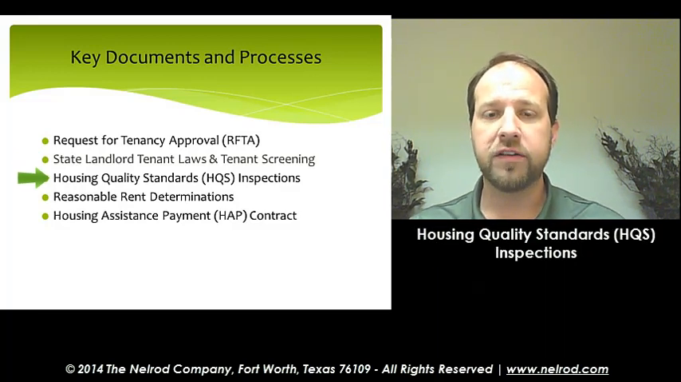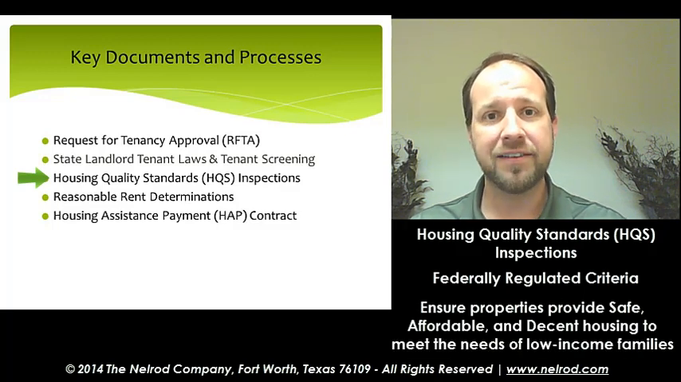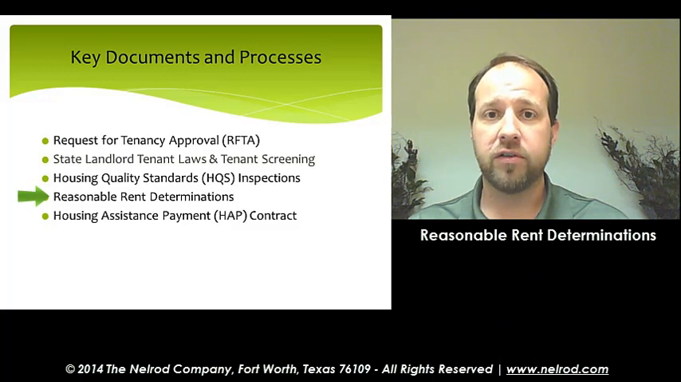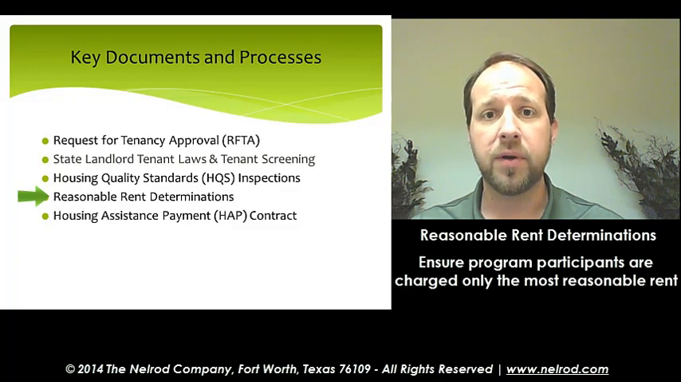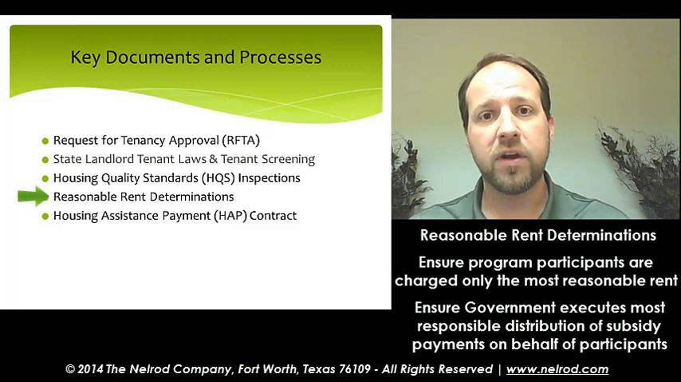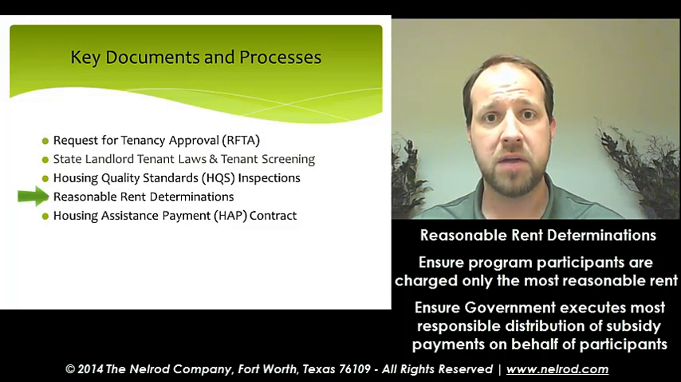Next are the housing quality standards. These inspections are federally regulated criteria that allow the agency to get a physical representation of your property to ensure that it meets the safe, affordable, and decent housing needs being provided in the community to low-income families. Next are reasonable rent determinations. These are made along with the physical evaluation of your property to ensure that the most reasonable rent is being charged to these families and that the government is executing the most responsible disbursement of subsidy payments on behalf of low-income families.